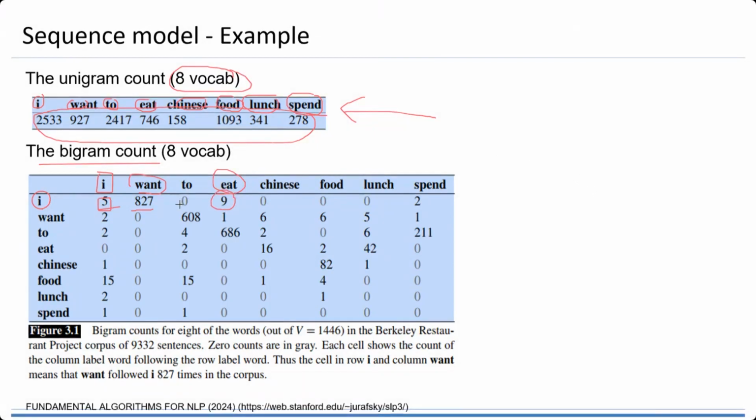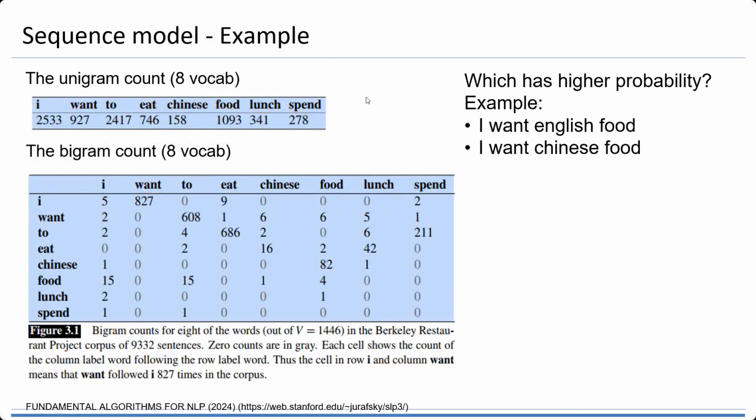So there are 0. Okay, 0 means there is no word. So after I, it does not follow with Chinese. After I, it does not follow with food, and so on. Now, the question is, what is the higher probability? I want English food or I want Chinese food? So if I want to create a sentence, which one is higher?